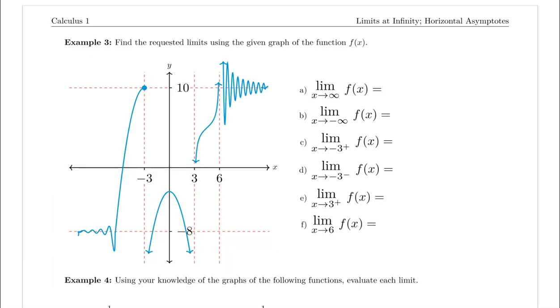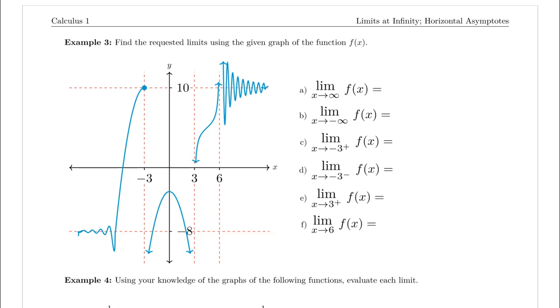Example 3 says find the requested limits using the given graph of the function f of x. So we have this interesting looking piecewise function here, and I just want to highlight there's a little arrowhead, meaning that it's going to continue on to the right. I want to emphasize that this does not mean that this is going to go down forever. What it does mean is it will continue on in this fashion, where it gets smaller and smaller towards this horizontal asymptote there. Okay, so now that we got that out of the way, let's go ahead and compute these limits.